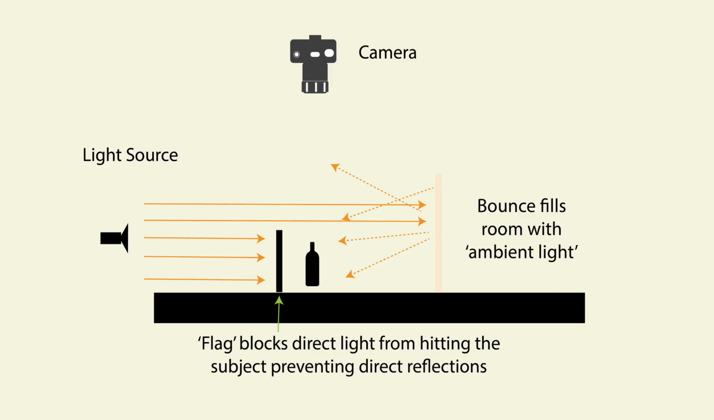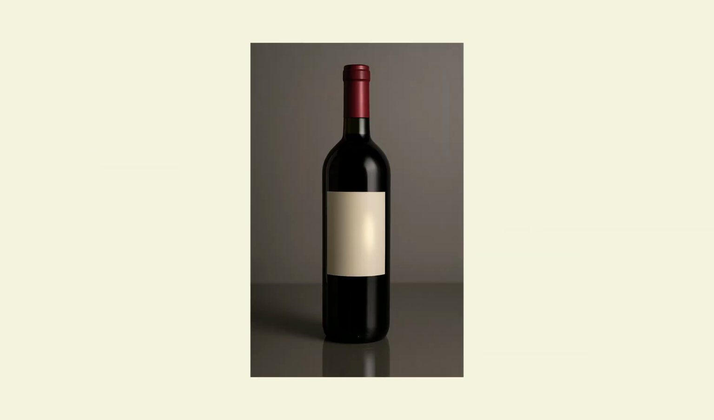And another thing we can do is we can even block the light source. So put like a black flag or something like that in between the light source and the subject, make sure that it comes from the light source, blocked by the black flag, bounces off our whiteboard or our wall, then hits the product. And that'll give us a very diffuse, low contrast, very soft, ambient lighting.